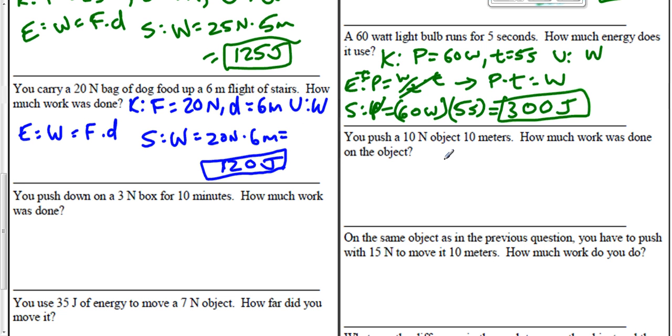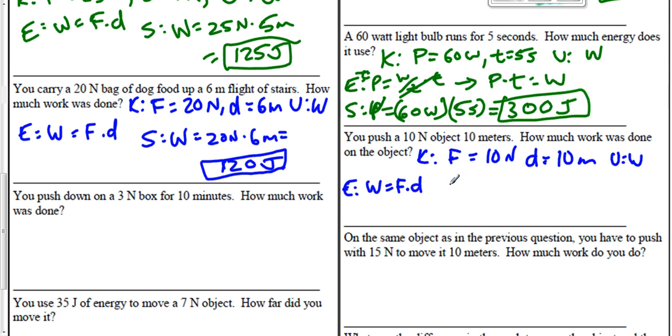Okay, so next, you push a 10 Newton object 10 meters, how much work was done? So, same thing, force, 10 newtons, distance, 10 meters, unknown work, equation, work equals force times distance, substitute and solve, work equals 10 newtons times 10 meters equals 100 joules.